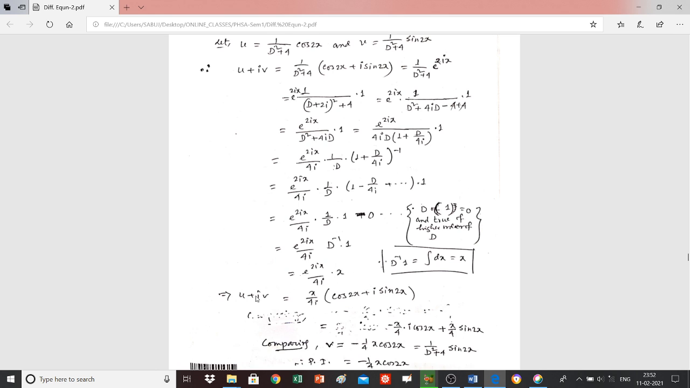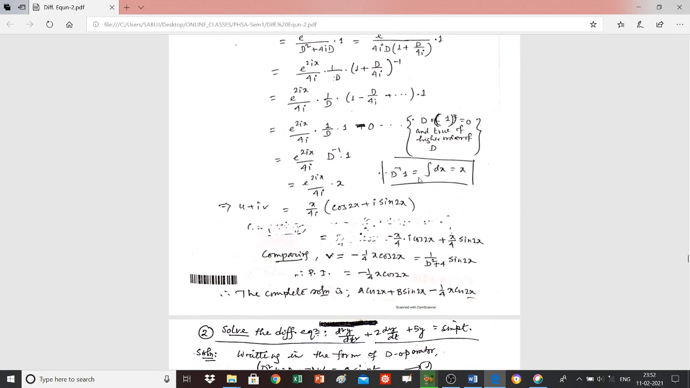So now u plus iv is equal to x by 4i times cos 2x plus i sin 2x. Just simplify it. This can be written as minus x by 4i cos 2x plus x by 4 sin 2x. Now compare the left hand side and right hand side, the real and imaginary parts, and you can easily understand that v is equal to minus 1 by 4 x cos 2x.